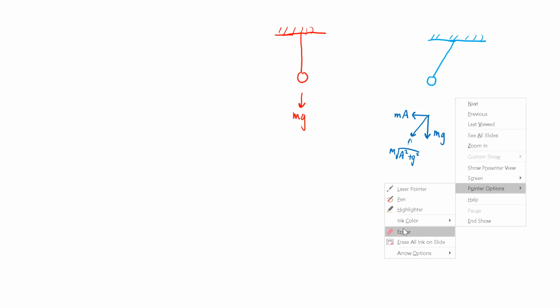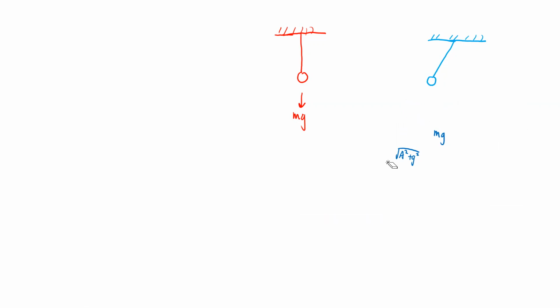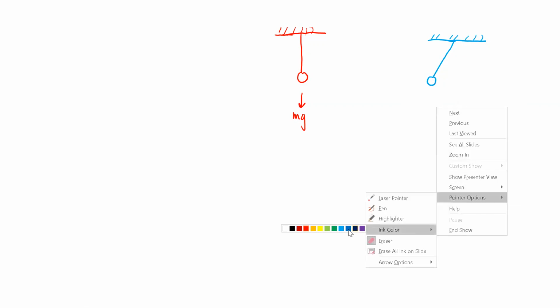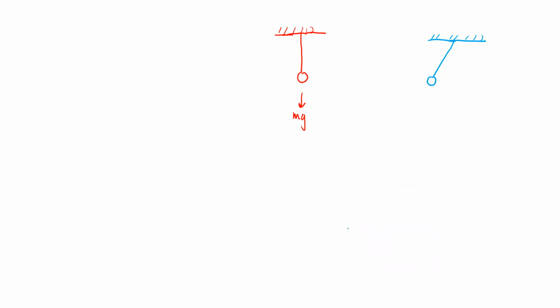Right, so let me erase this and then just draw again one force, like this. And I'm going to just call this mg effective. Let me call this g effective, where g effective is, as I said, the square root of g squared plus A squared.